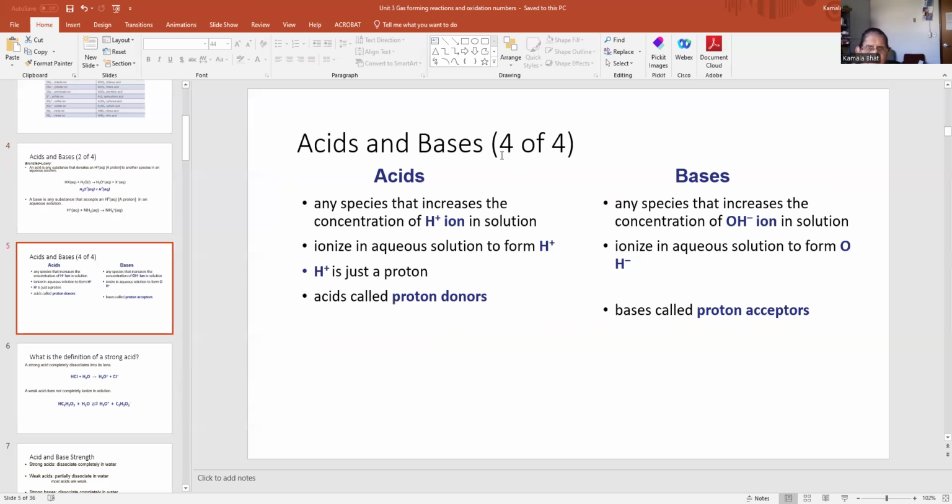Now, some of the characteristics of acids and bases: any species that increases the concentration of H plus ion in solution ionizes in aqueous solution to form the H plus ion. H plus ion is just a proton. Acids are called proton donors. A base is a species that increases the concentration of OH minus ion in solution, ionizes in aqueous solution to form the OH minus ion. Bases are called proton acceptors.